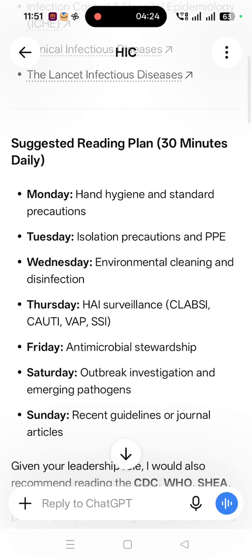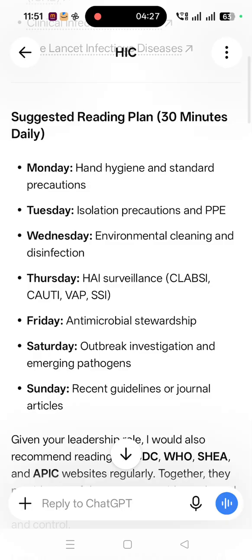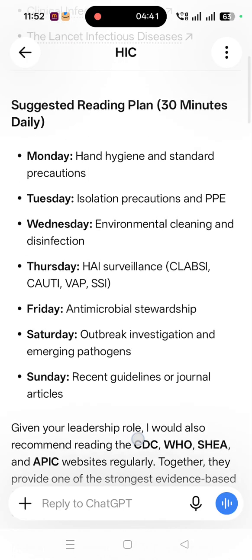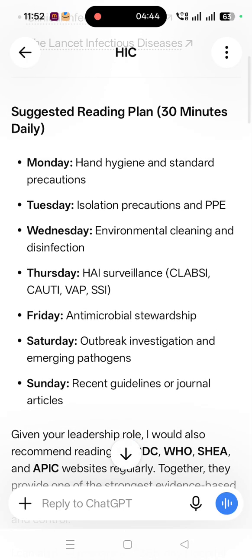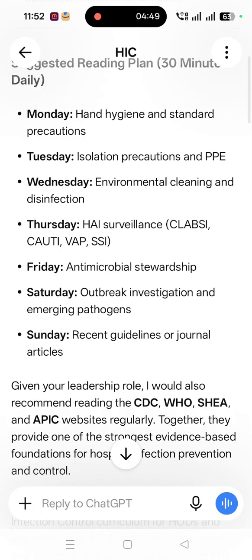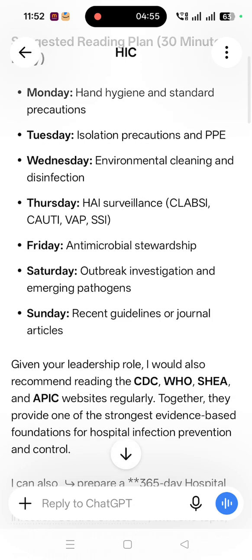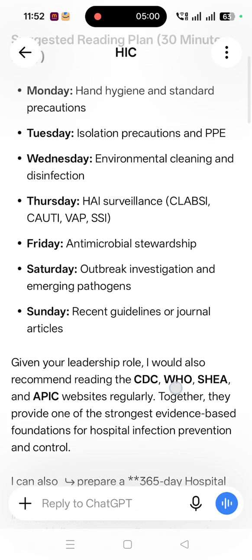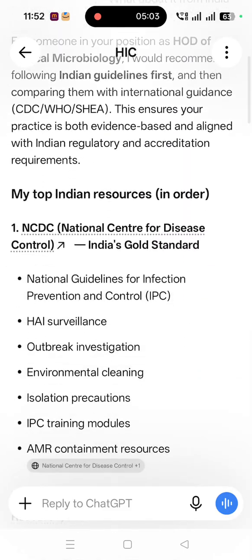And if you want 30 minutes daily, you can divide your studies. Monday you can go for hand hygiene and standard precautions. Tuesday you can see isolation precautions and PPE. Wednesday environmental cleaning and disinfection can be read. Then HAI surveillance. And Friday you can fix for antimicrobial stewardship. Saturday outbreak investigation and emerging pathogens. And Sunday all the recent guidelines or journal articles. So that is how you can go and check.